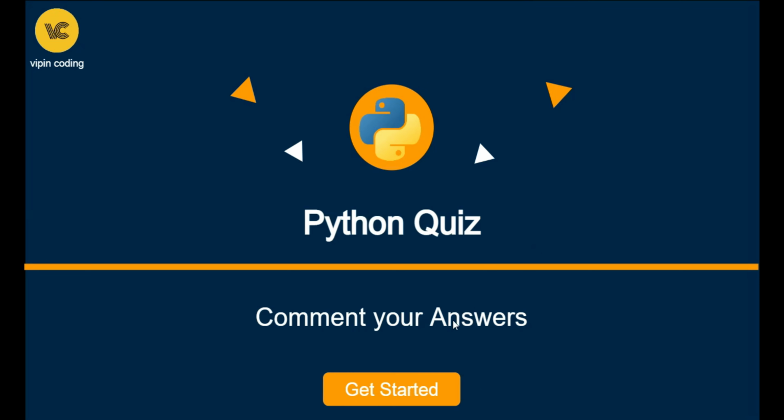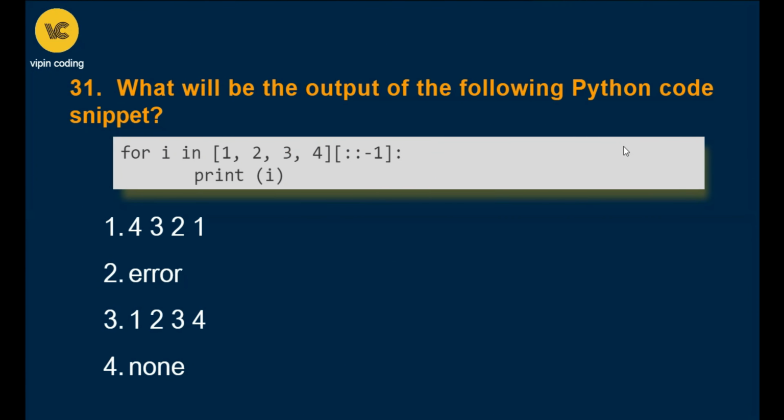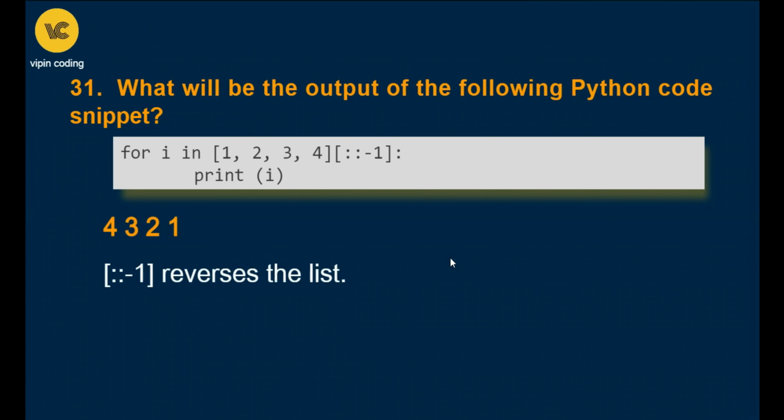Our first question of this session is, what will be the output of the following Python code snippet? This is our code. What will be the output we will get? Our first option is 4321. Second is error. Third one is 1234. And fourth is none. Let's see the answer. It will reverse the list. 4321 is our answer. This code reverses this list.